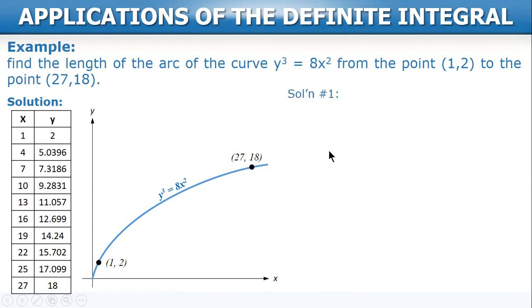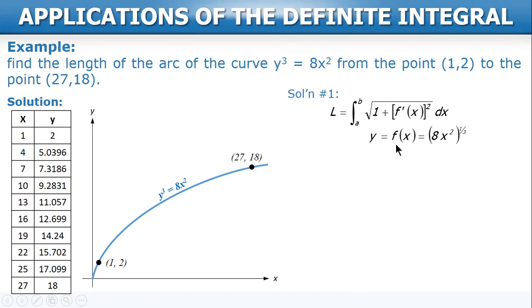Okay. First solution is with respect to dx, so we use this formula, from a to b, where f prime of x means y prime. We solve for y, then get the first derivative of y and substitute here. Okay, y, which is equal to f of x, is equal to 8x squared raised to 1/3. It's a cube, so to solve for y, we raise this one by 1/3.